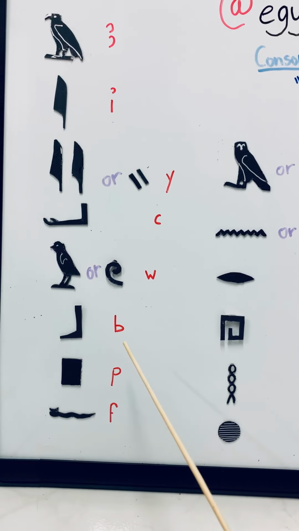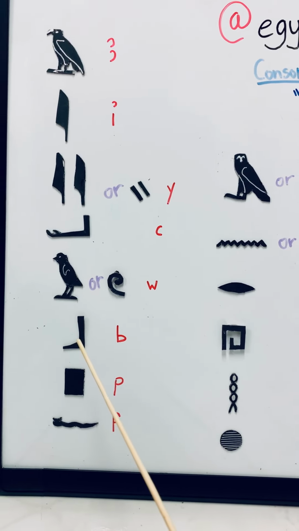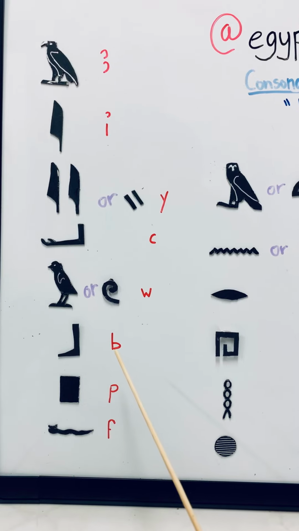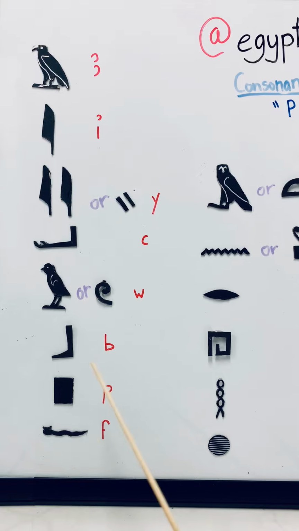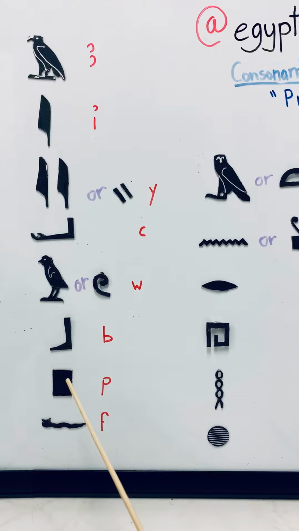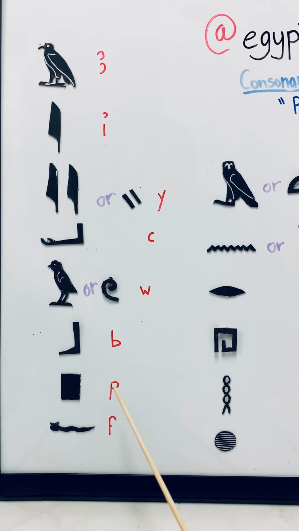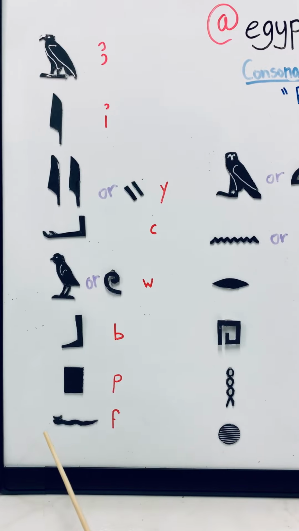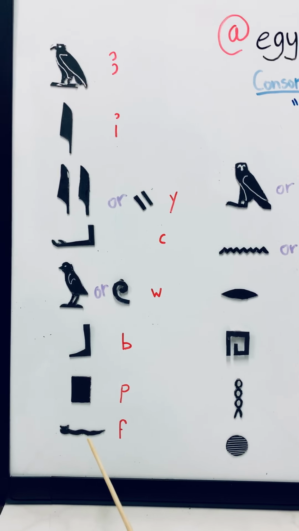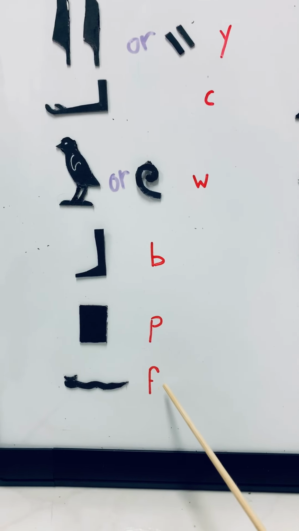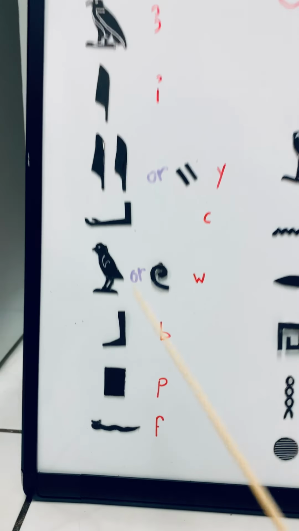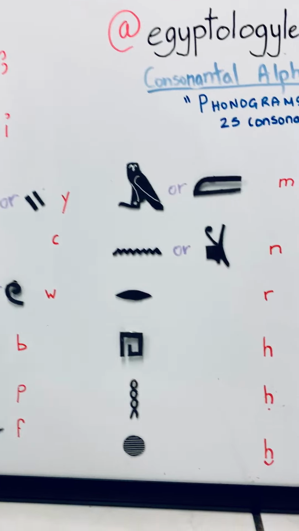Going forward to the letter B, this is a foot, and that's pretty much the B sound. And then what we have next is a stool. The stool will represent the letter P. After that, we have the horned viper. The viper would represent the letter F. So that's the first column. Let's move over to the next.